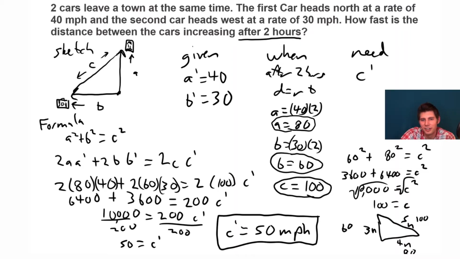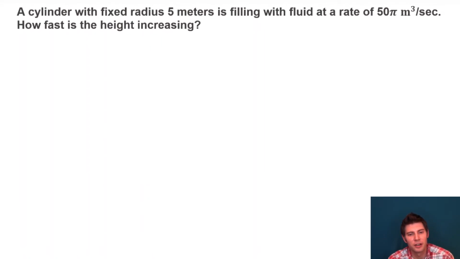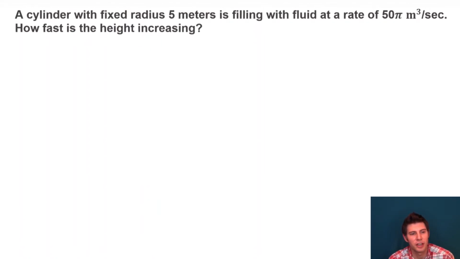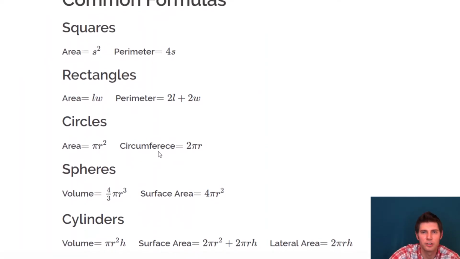Our next one. A cylinder with fixed radius 5 meters is filling with fluid at a rate of 50 pi meters cubed per second. How fast is the height increasing? So we already did one very similar to this. We're going to be doing the volume of a cylinder. So the volume of a cylinder was pi r squared h.